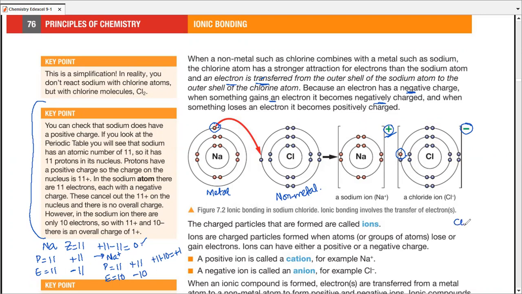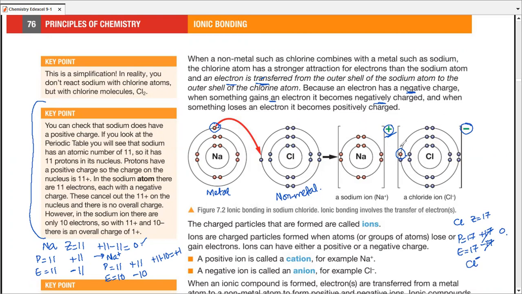Now, chlorine has an atomic number of 17, which means it has 17 protons in its atom and 17 electrons in its atom. So it's plus 17 and it's minus 17, and you can cancel them out to get your answer 0. But when we talk about a chloride ion, take a look.